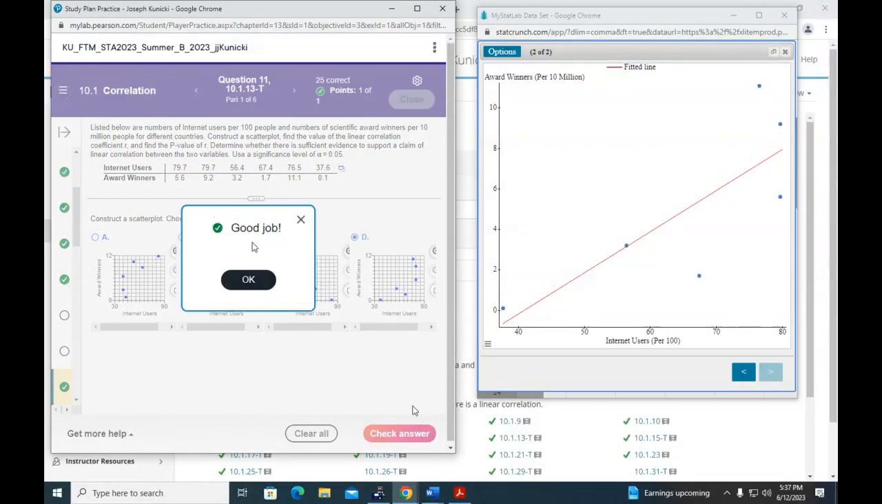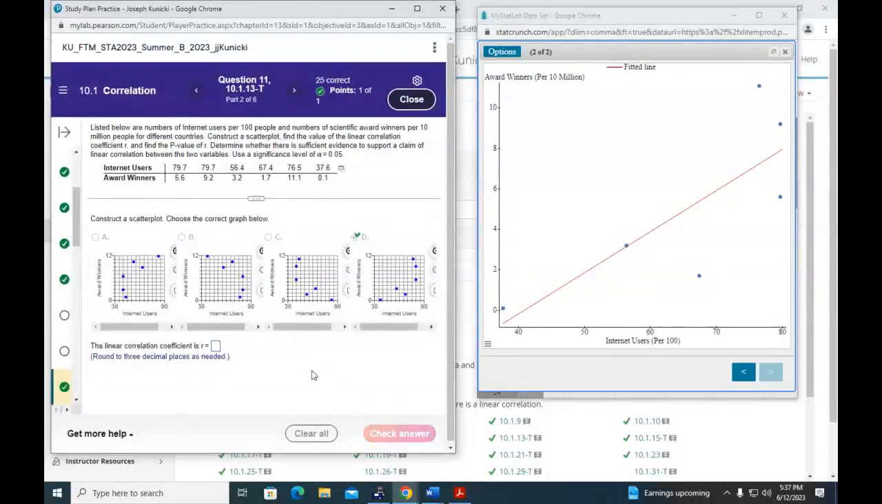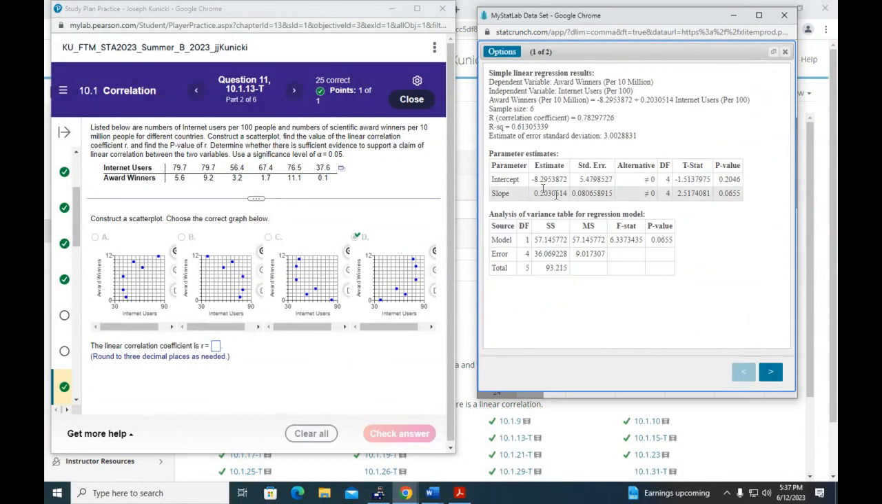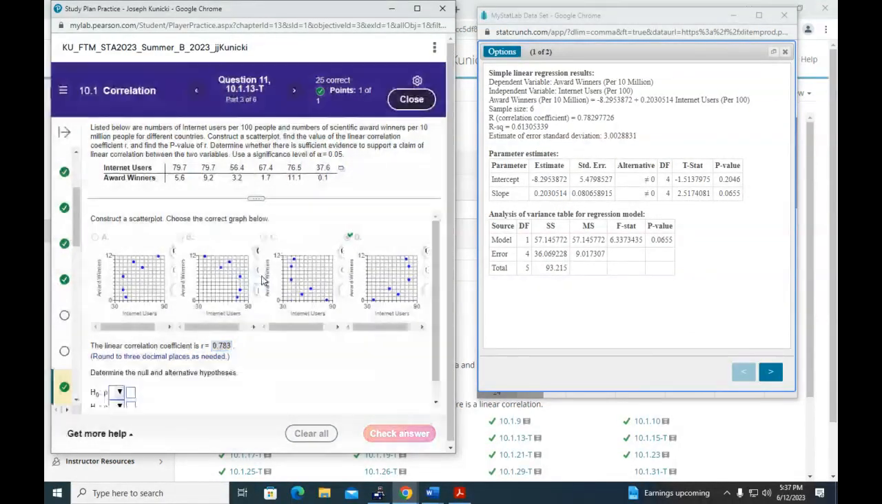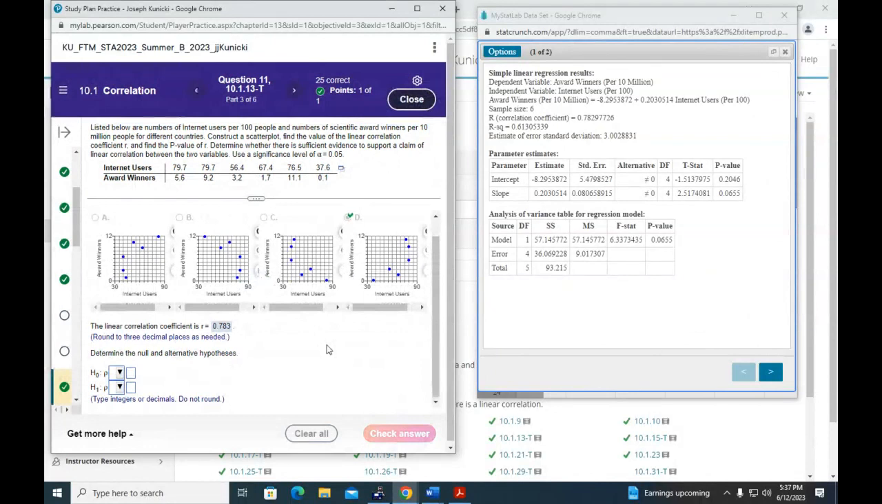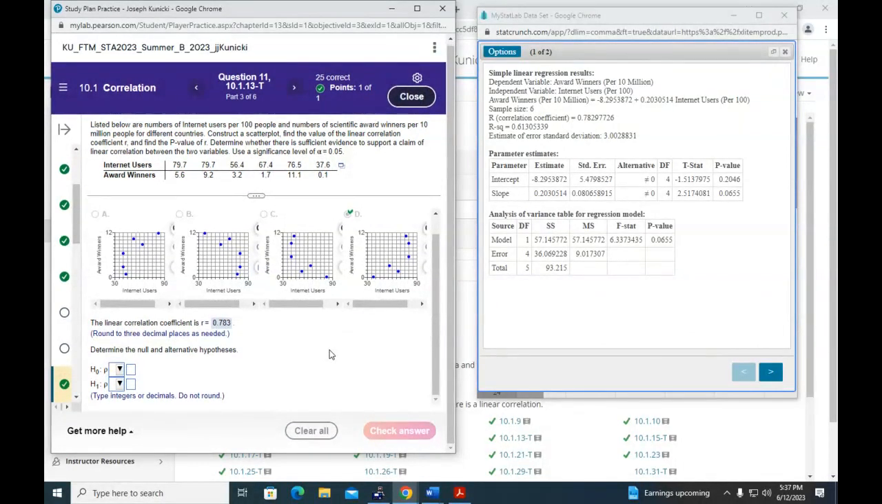Now, I don't know if they're lazy or what, but if you notice, those are all the same pattern, just flipped, 90, 180 degrees. One positive, one negative. Anyway, the linear correlation coefficient for this is 0.783. So no, it's probably not going to be significant. It's not. Well, we can use the p-value for that.